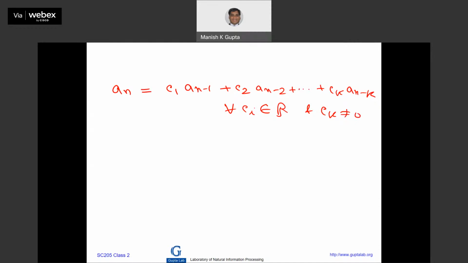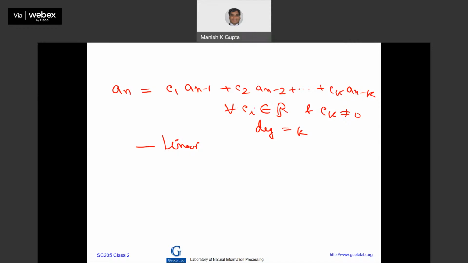c_k is not equal to 0 means what? It is ensuring that we have an equation of degree k. First of all, note that this is a linear equation, right? There are no terms which are products, like we don't have terms like a_n into a_{n+1}, or the product of these a_i's. It's a linear equation, a linear combination kind of thing, right?